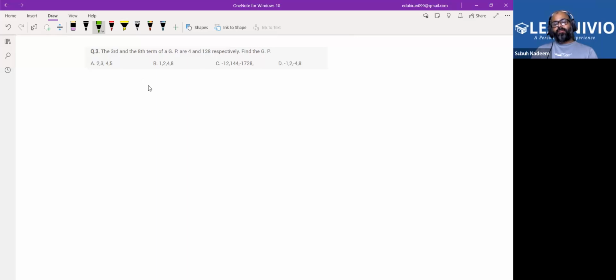That should be A plus 2D. But it is a GP, it is not an AP. So for the third term, it will be A into R cubed, or A into R squared. AR squared. Also, you can remember that the nth term formula is AR to the power n minus 1. So if you want to find A3, it will be AR to the power 3 minus 1, that is AR squared. So AR squared is given as 4.